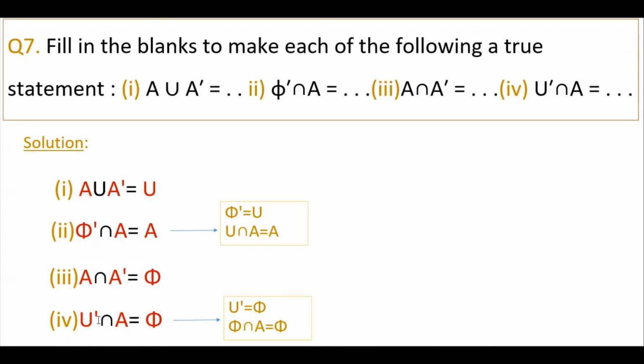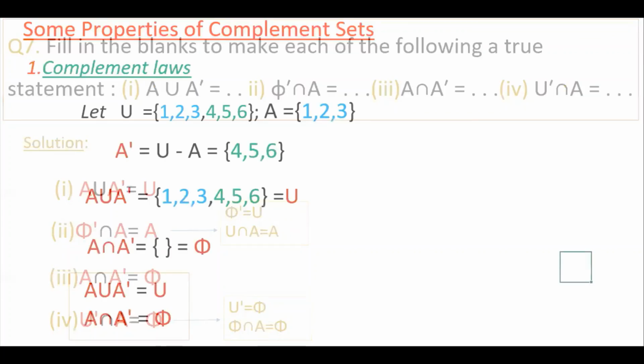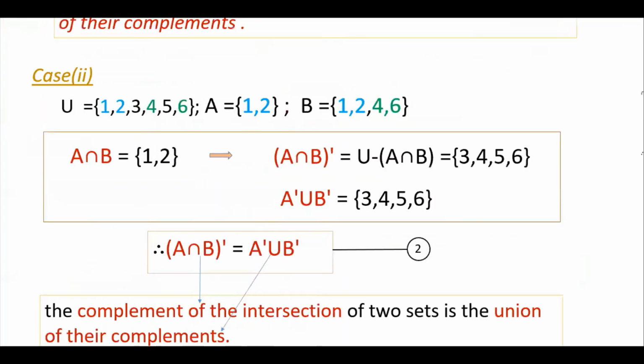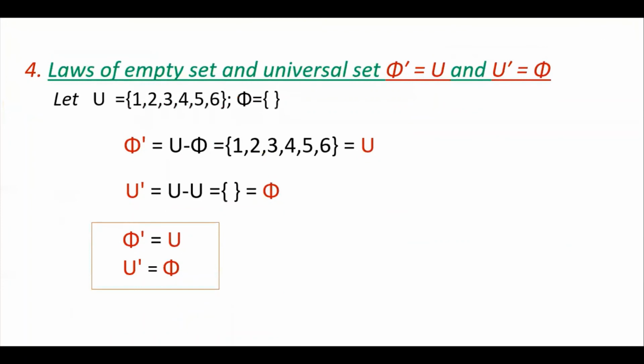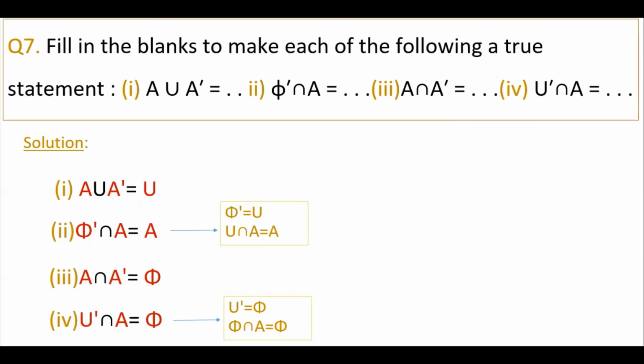And the next one is the complement of U intersect A, which is equal to an empty set, because the complement of U is equal to an empty set. Also, you can see here the complement of U is equal to an empty set: U minus U is an empty set. So here the empty set intersect A is always an empty set, because there are no common elements here. So that is an empty set. These are the answers here.